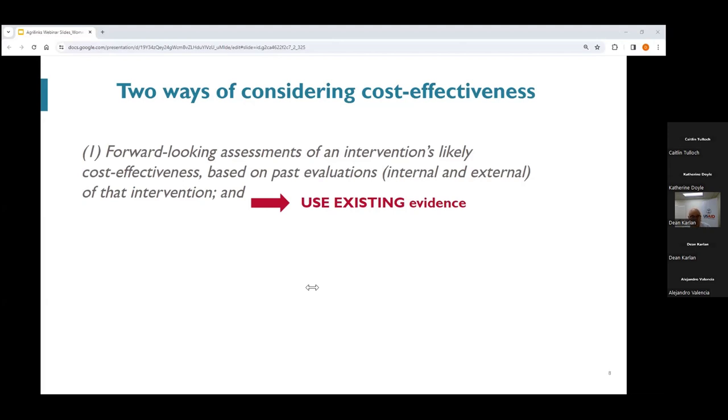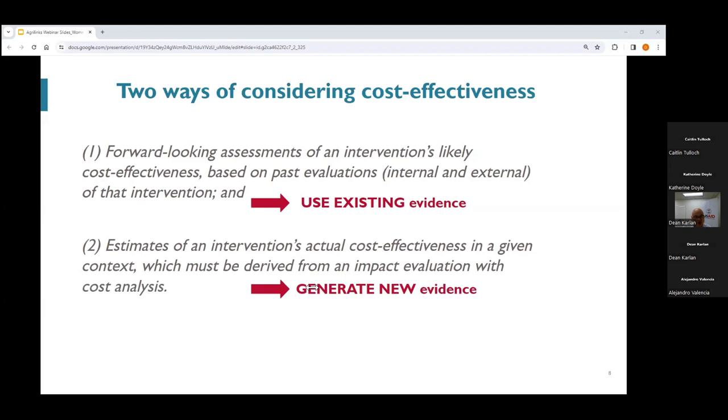But of course, sometimes when looking for useful cost-effectiveness evidence, we're not satisfied. We do not feel confident in what the evidence is telling us from around the world. Perhaps the evidence is scant. Perhaps it is from contexts that are different in particularly important ways. This leads to the second way of considering cost-effectiveness evidence: as an evidence generation exercise, one that aims to fill these kinds of gaps in the global body of knowledge.